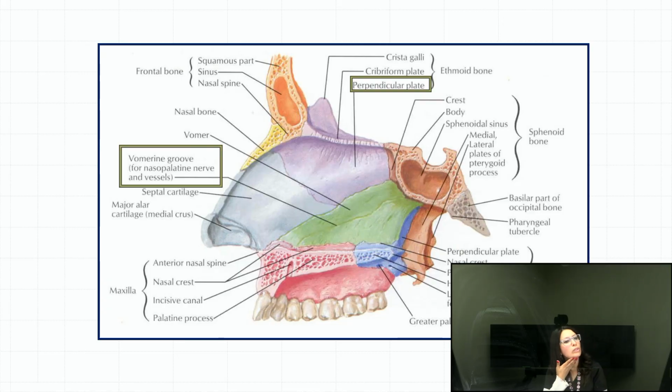In this picture, you can observe the vomerine groove, where the nasopalatine nerve and vessels can pass. But anyways, I'm digressing. This is just the vomer, the perpendicular plate right here of the ethmoid bone, and the septal cartilage more anteriorly.